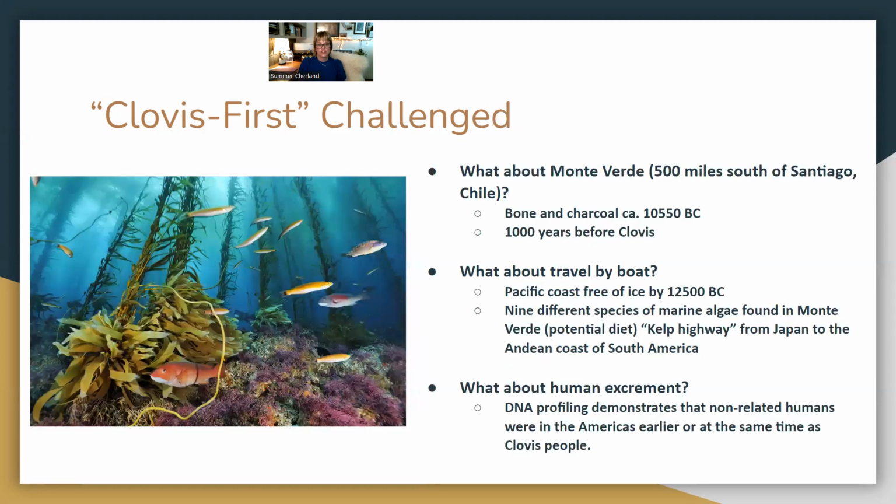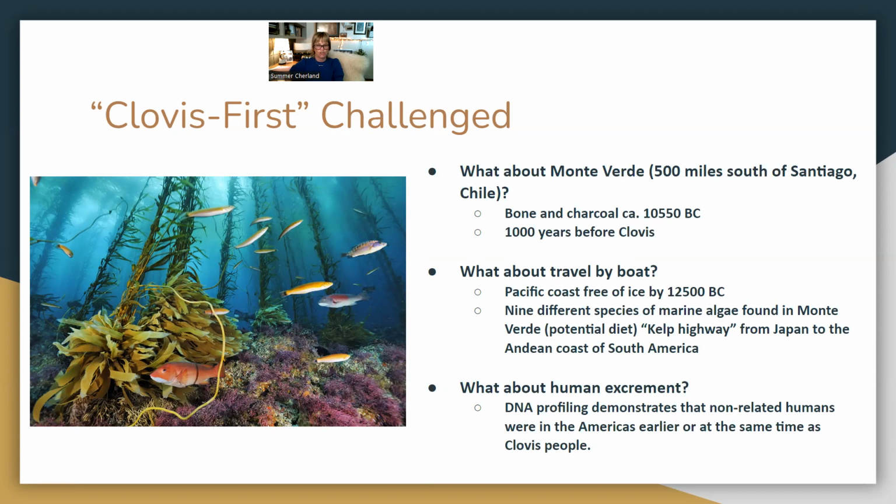But Clovis first has been challenged, and here's how. This might interest you if you're a forensic person, right? You like looking at DNA type things. Historians begin asking, but what about Monteverde, which is a location 500 miles south of Santiago, Chile?